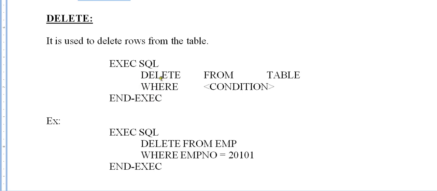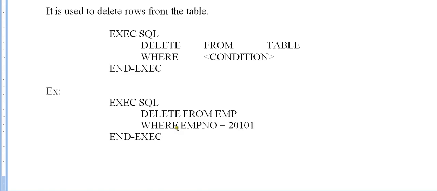In the same way, delete is used to delete rows from the table. The syntax would be DELETE FROM table name WHERE conditions, right? An example: I'm trying to delete an employee record where the employee number is 20101. So DELETE FROM table name WHERE EMP number equal to 20101, and END-EXEC.